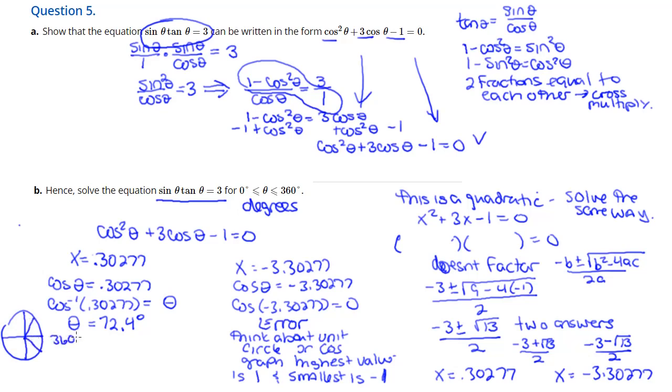So I got 72 degrees, and then I flip it over the x-axis to find the other angle. That's 360 minus the 72.4, giving me 287.6, and now I've got my two answers. I look and I see that I'm between 0 and 360. If I add 360 to either of these or subtract them, I'm not going to be within the range. So this is the only two answers I'm going to have. And I'm done. All right, thanks for watching. Hope that helped.